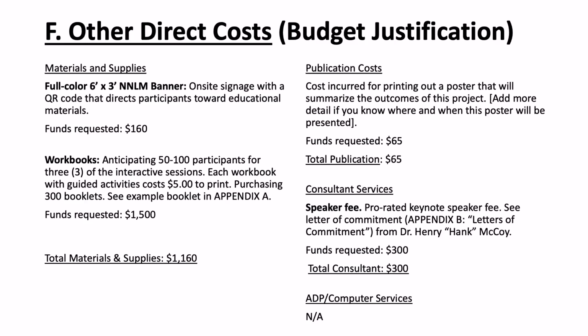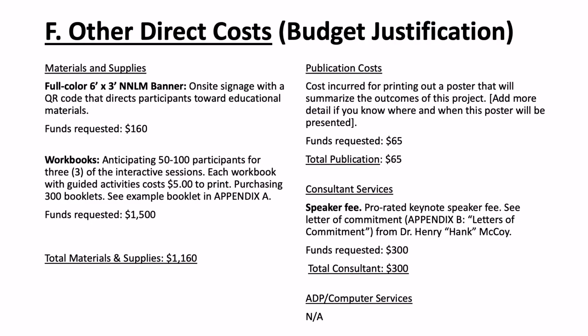So again, this is not encompassing everything that you could request under materials and supplies. These are just very basic examples of what could be requested. So don't limit yourself by what this example shows. This is just to show you examples of what it could look like. So again, materials and supplies, we need workbooks, we need banners.